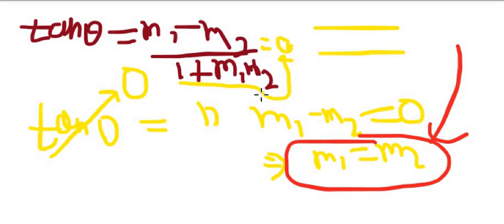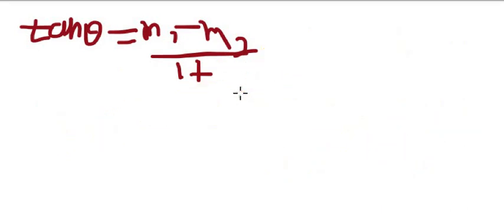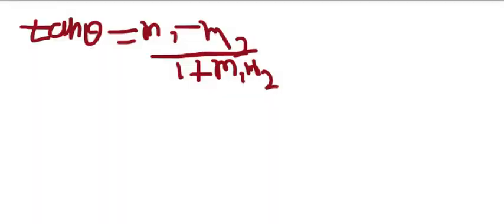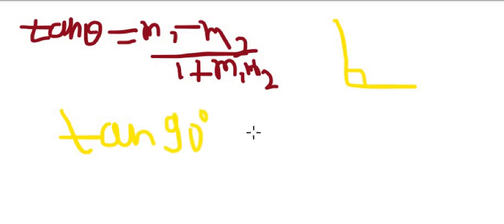Similarly, in the case of perpendicular lines, we have tan theta equal to (m1 minus m2) upon (1 plus m1 into m2), as I proved here. If the lines are perpendicular, then the angle between the two lines will be what? 90 degrees. Then only we may say they are perpendicular. So the angle between them is 90 degrees, then tan 90 degrees is equal to what? Tan 90 degrees is basically infinity.